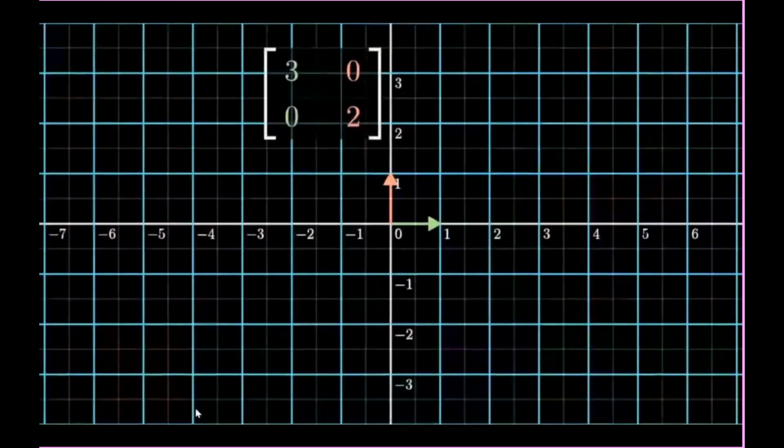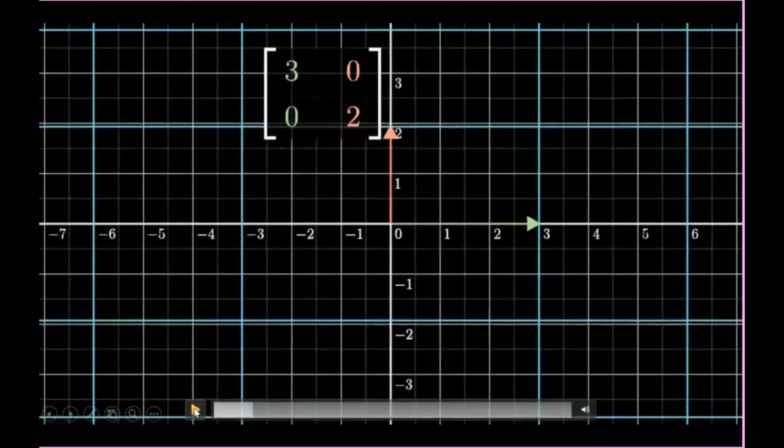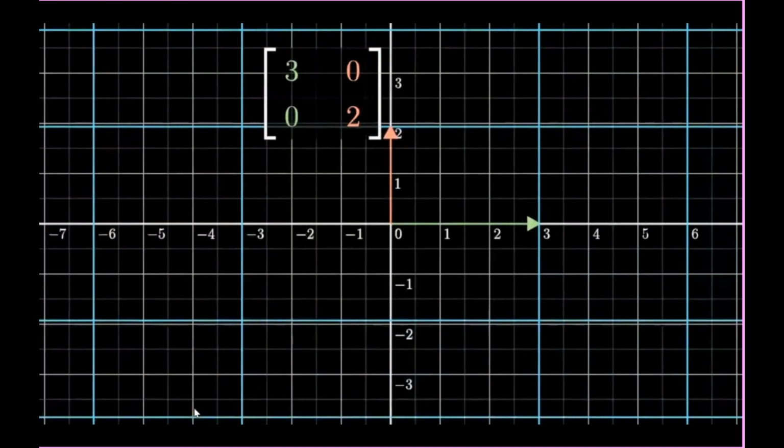So let us see this example here. What is the meaning of this? 1,0 is my standard vector. After the transformation, if you multiply this vector 1,0 by the matrix, I get 3,0. So 1,0 is moving to 3,0. Similarly, if you do 0,1 as the input vector, the corresponding output vector is 0,2. The pink vector is the output for the input vector 0,1, and the green line is the output for the input vector 1,0.